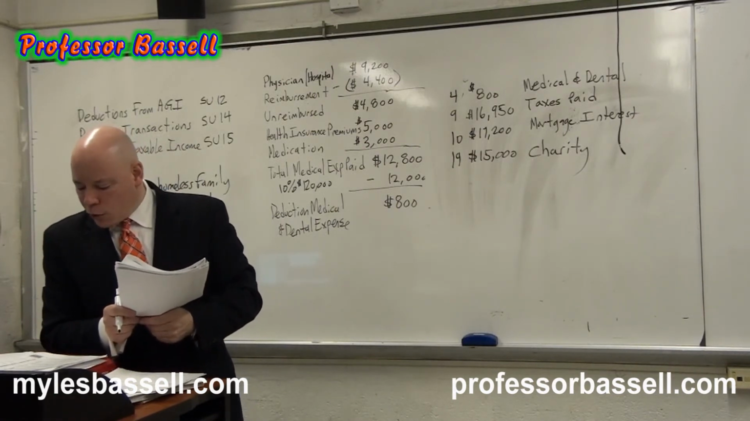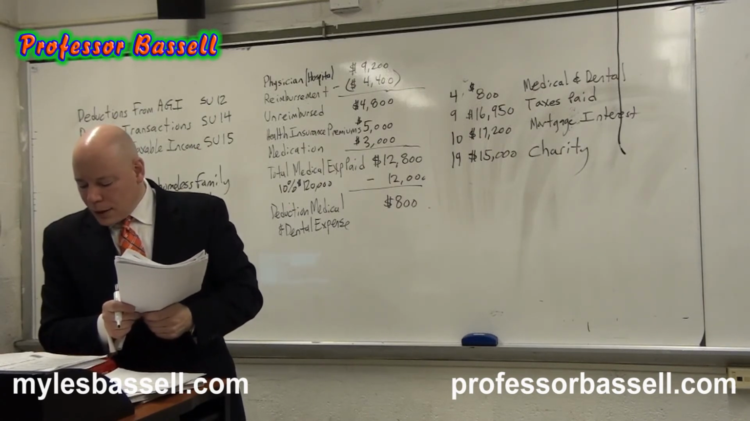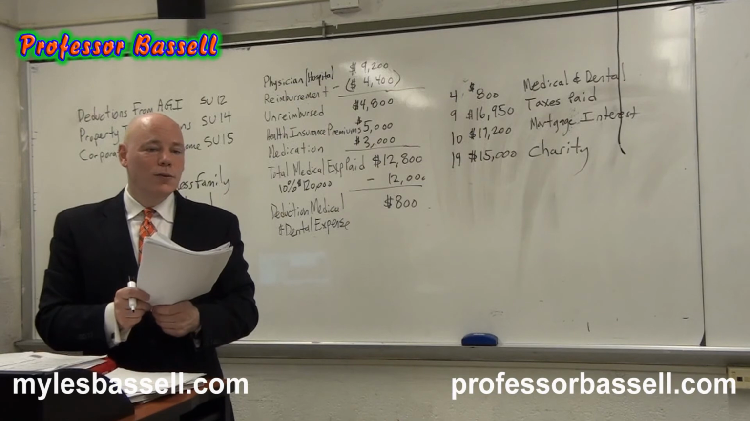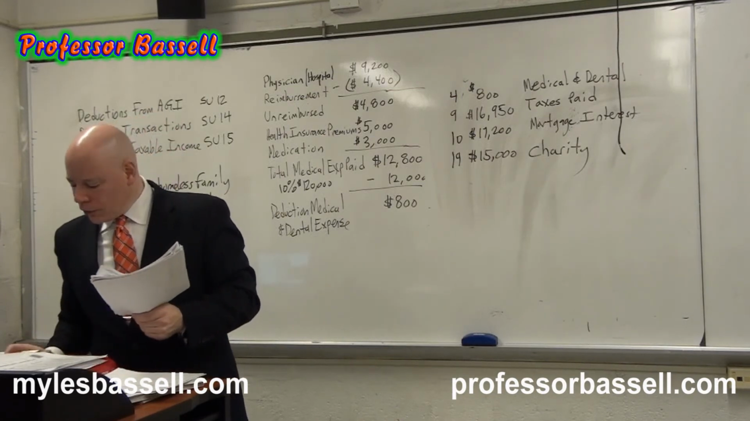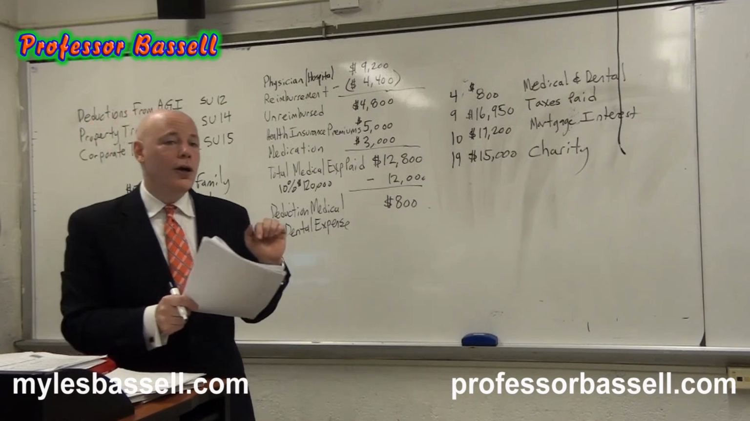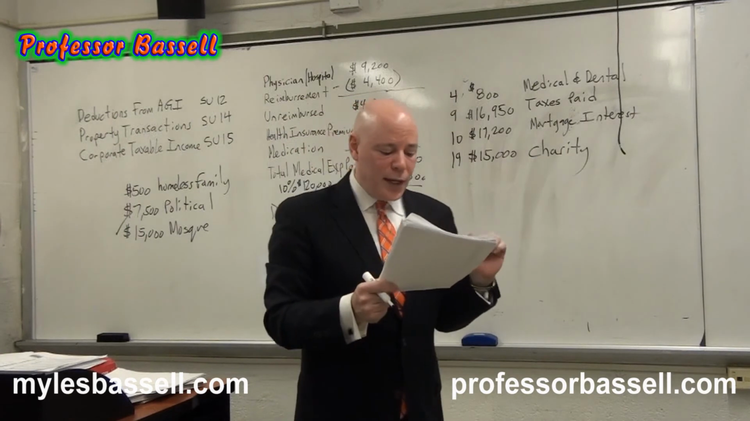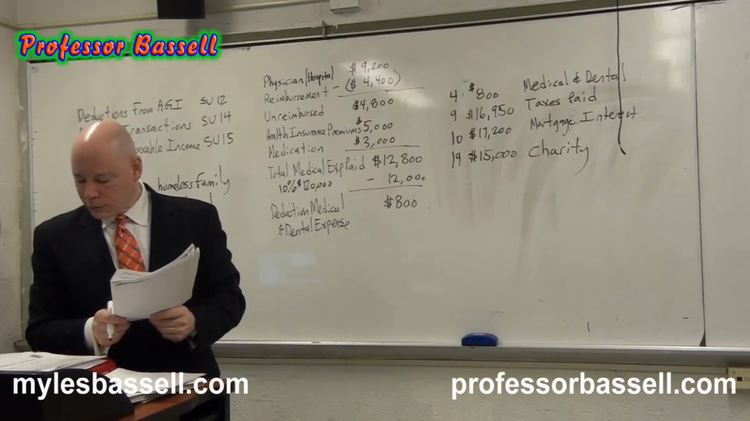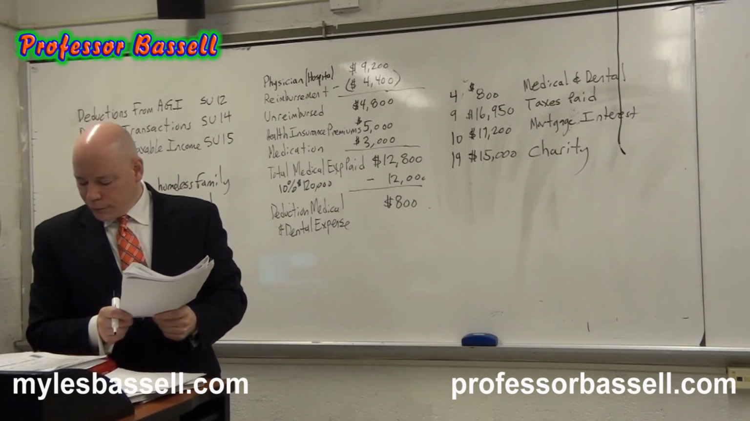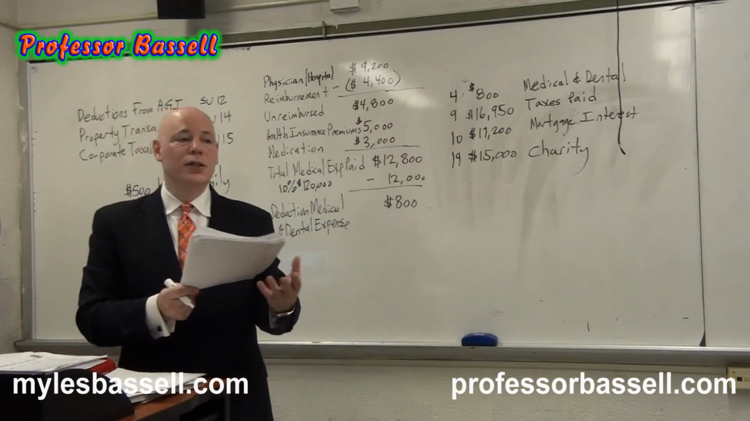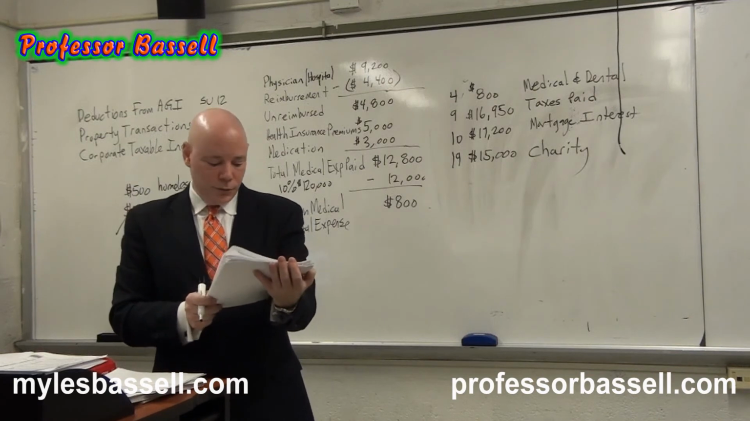So on line 21, we'll put $13,000. On line 25, what are we going to put? $120,000. And so the floor here is 2%. 2% of AGI is $2,400. And so when you subtract the $2,400 from $13,000, that gives us how much? $10,600.